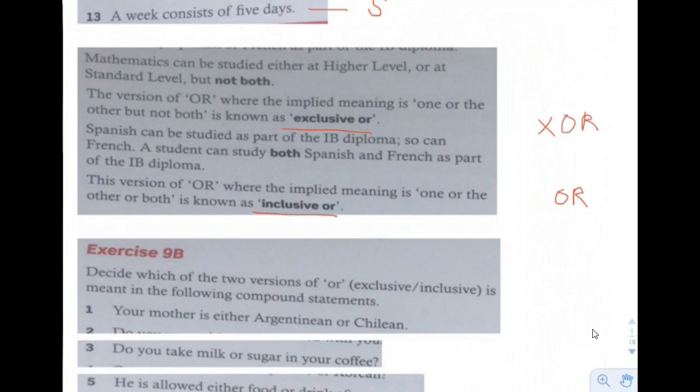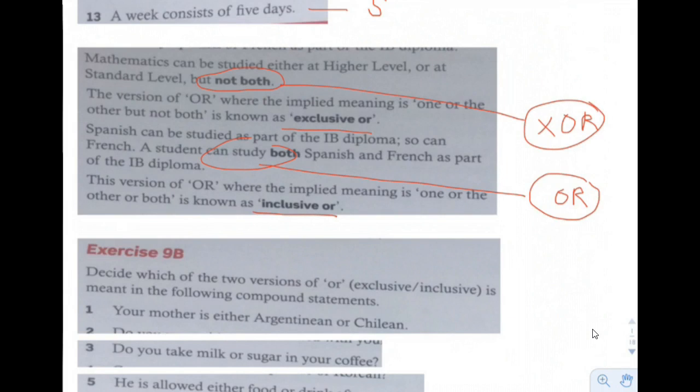Let's say that you say in IB you can study chemistry or physics. You can also study both, right? So that would be inclusive or. If you can study both, then it's inclusive or. What about like you can study in IB Math HL or Math SL? That would be exclusive or because you cannot study both. So exclusive or means you cannot study both.